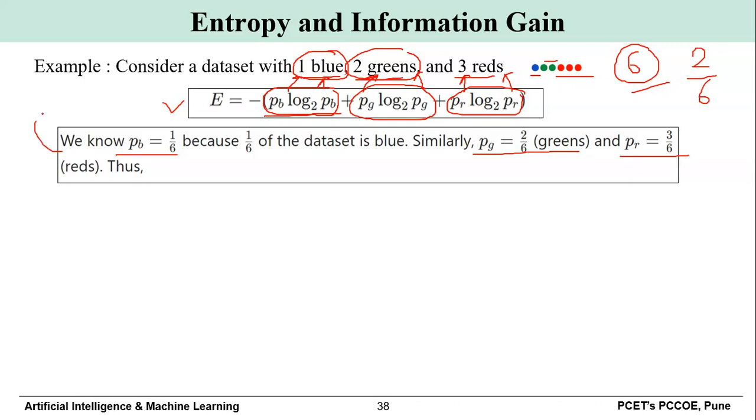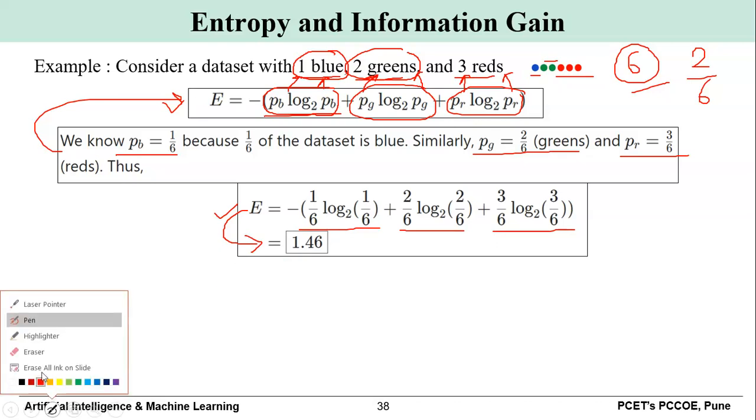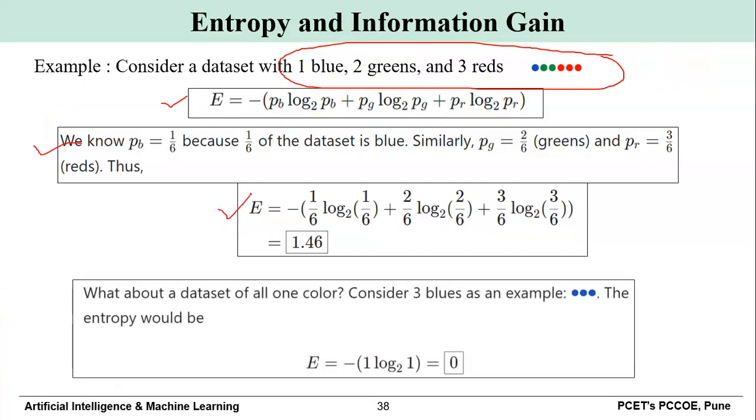Now we can put all these values in this equation, and if we simplify, you will get the entropy for this example as 1.46. So the sum of the entropy of blue color dots, green color dots and red color dots is the total entropy, 1.46. So this is one example through which we will come to know, when a data set is there, how you can calculate the entropy for the same. We will take one simple example.